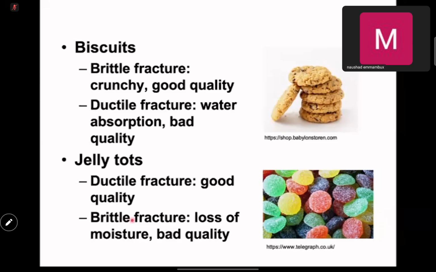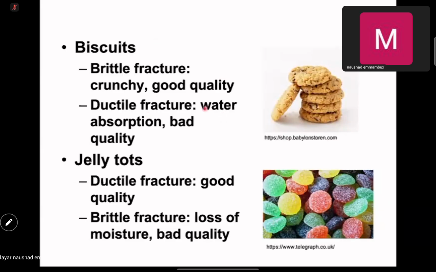On the other hand, if you have jelly babies, or here in South Africa and other places, you have a lot of jelly tots. Here you want it to be chewy, and even if you pull it apart, it pulls apart a little bit. It's not hard. If you leave it outside, it loses some of the moisture and rearranges itself, then there is bad quality, it becomes very hard. You don't want that.